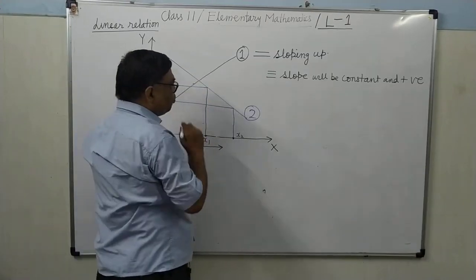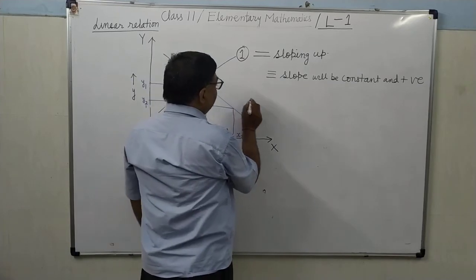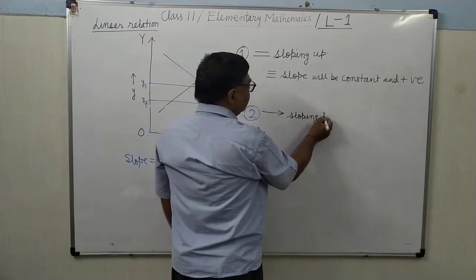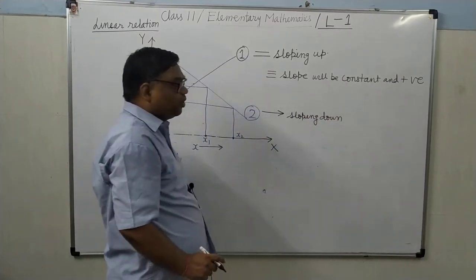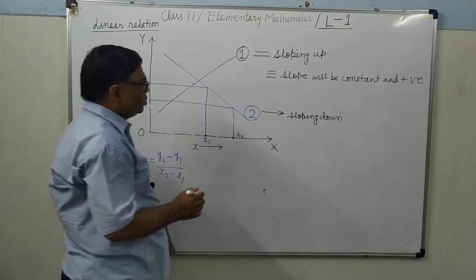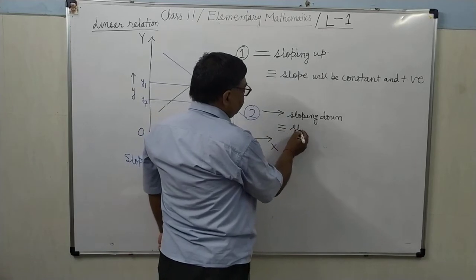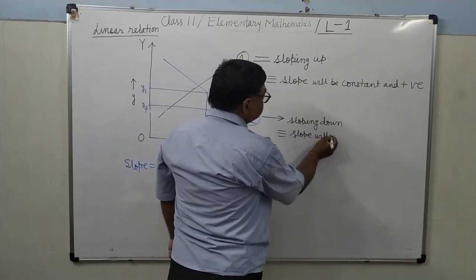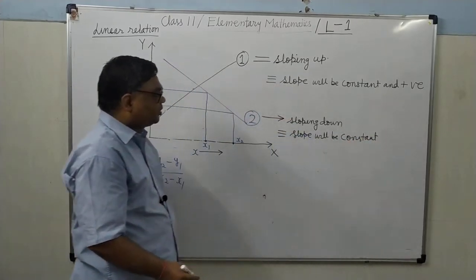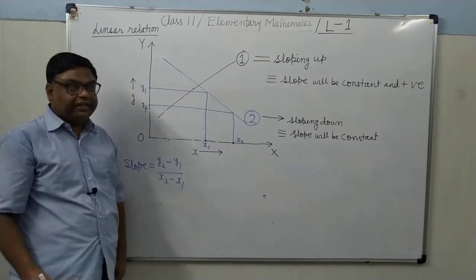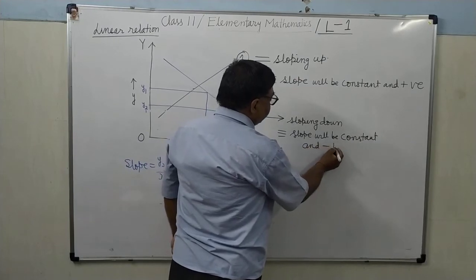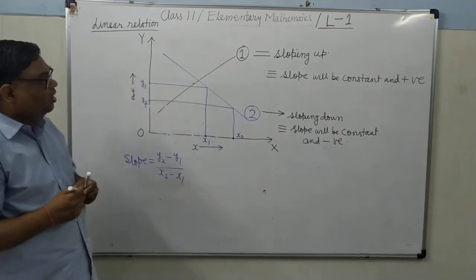So if the graph is sloping down, it's clear? What is the meaning of sloping down? That I have already explained. You may note down. You prepare the notes and note down these things. Means slope will be constant. Why will it be constant? Because the graph is a straight line, a slanting straight line, and negative. It's clear?